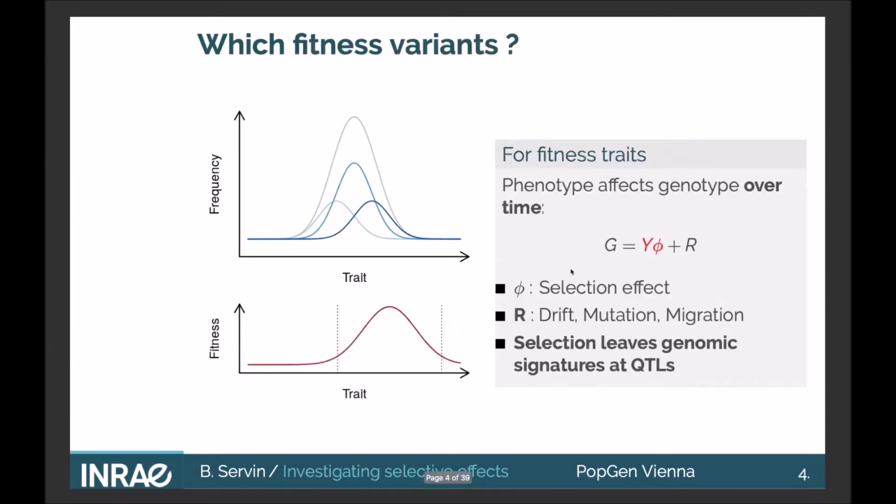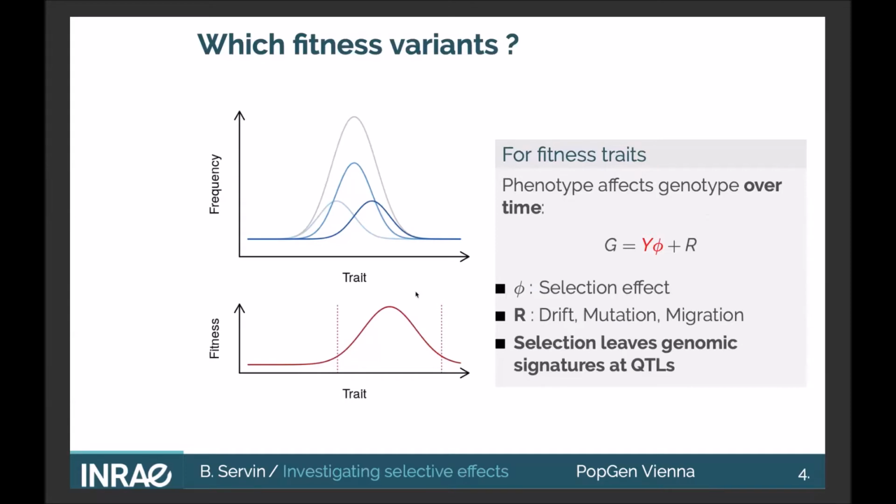The other approach is to say, maybe we can tackle this by looking at variants that affect fitness traits. What does it mean? It means that, do you see my mouse, actually? Hopefully you see my mouse. Yes, we see it. Okay.